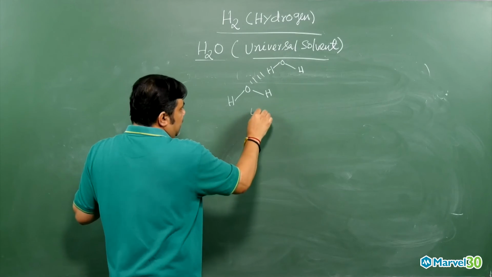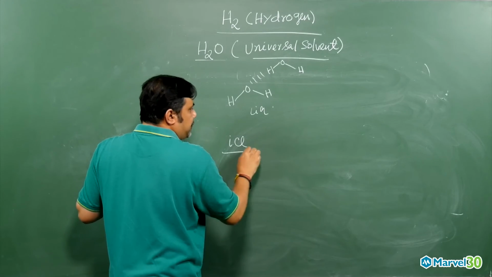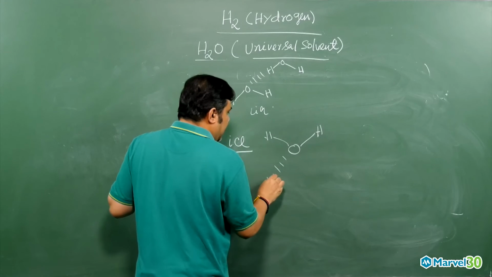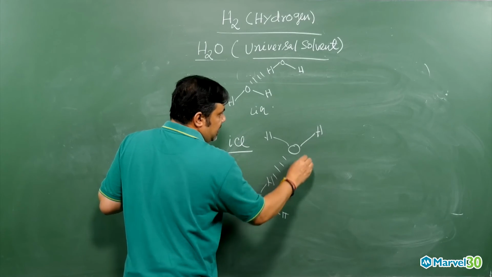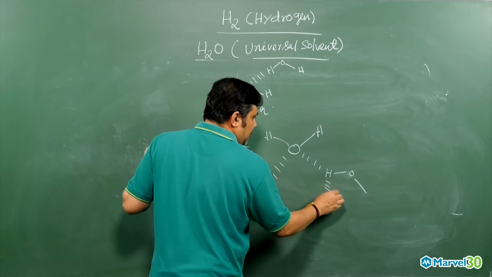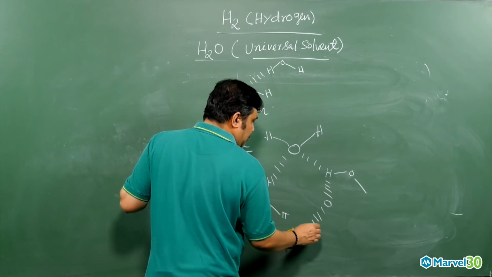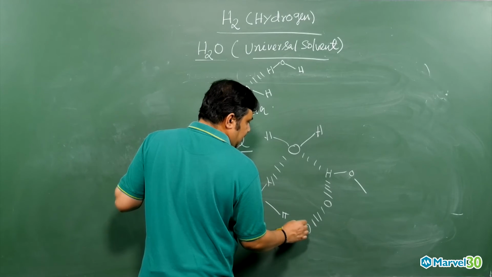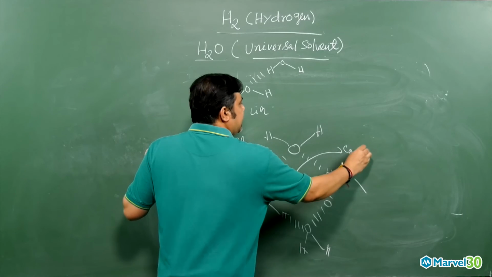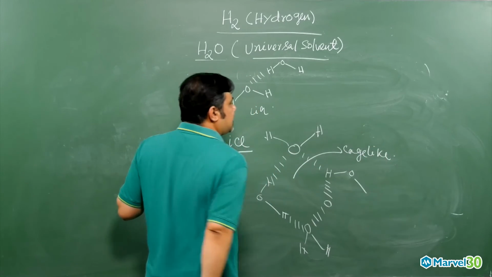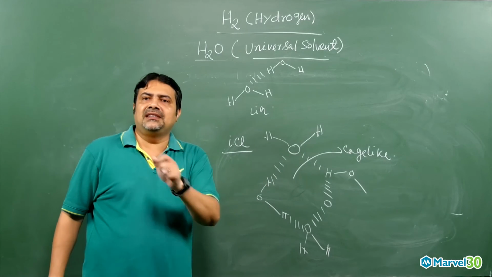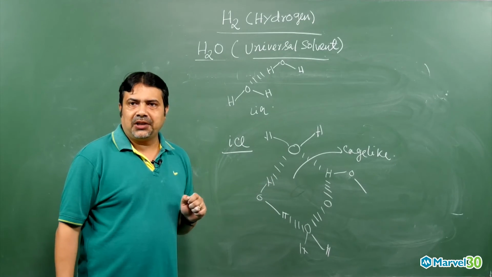But whenever it is in ice form, each water molecule is making a cage-like structure. One hydrogen bond will be like this, and from here also one will be like this, and from here also like this, and then this will be like this. A cage-like structure will be formed. Because of the formation of this cage-like structure, a lot of void space will be there inside the ice. So that is why the density of the ice will be less. That is what you have to understand.